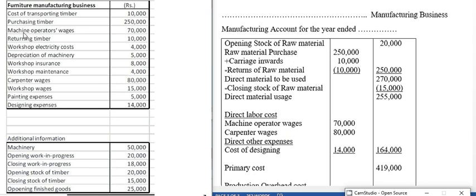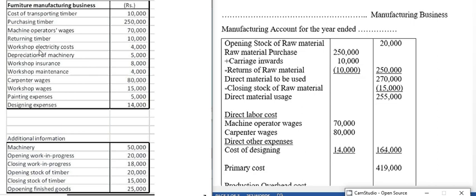Third one, machine operators' wages. I told you as it is a furniture manufacturing business, machine operator wages means direct labor. So under the direct labor cost title, machine operator wages should be written. Next, returning timber. Returning timber should be deducted from the raw material purchase. So returns of raw material 10,000.